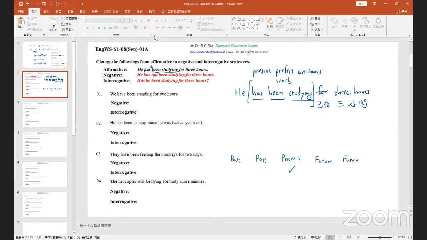If you want to change it into a question, interrogative, there are 3 words together as the verb, has been studying. You simply move the first part of the verb to the beginning of the sentence. Has he been studying? Has he been studying for 3 hours? Question mark. Get it? Now, together, have a look at these. First one, we have been studying for 2 hours.